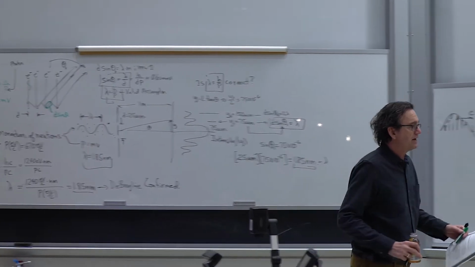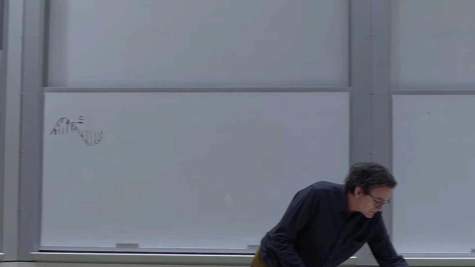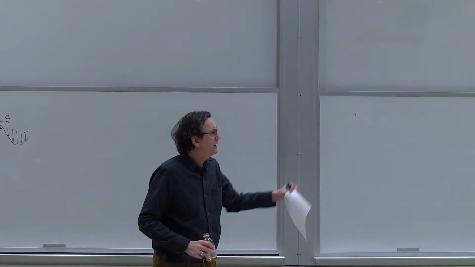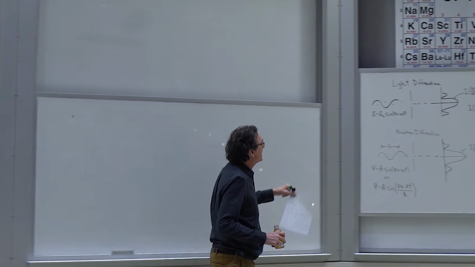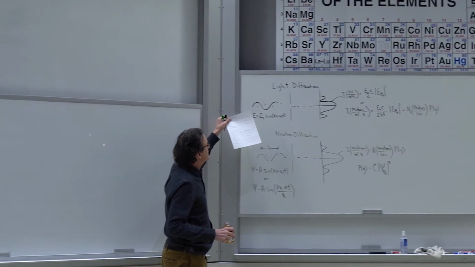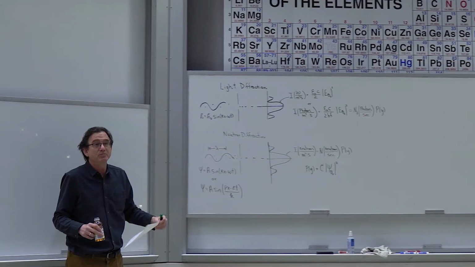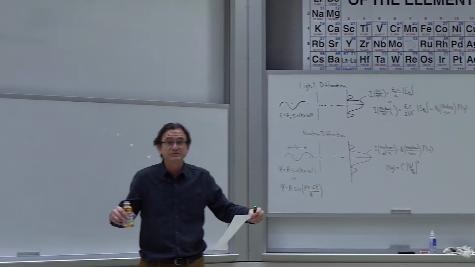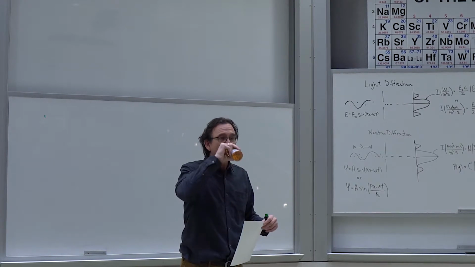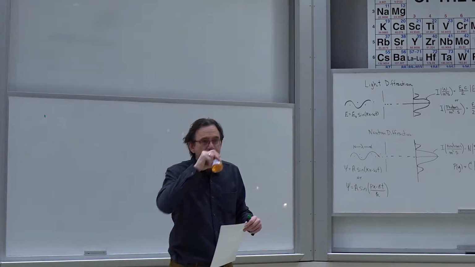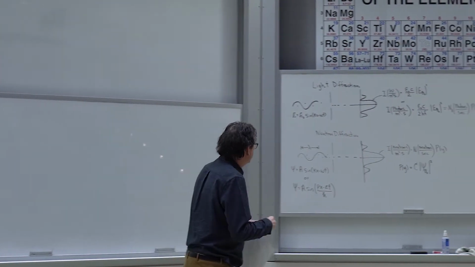So let's go back to the other handout, which is this one right here. Let's suppose now we compare the light diffraction of a single slit with the neutron diffraction of a single slit. Now I could have done the comparison with double. I just chose single. Right? So single slit was just a random choice.